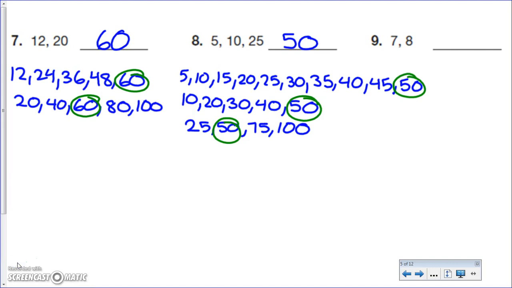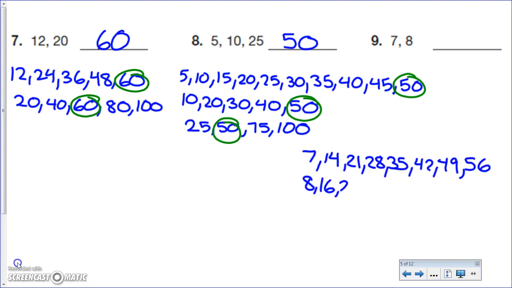For number 9, we have 7 and 8. So again, we're going to write out the list of multiples and find the first number that shows up on both lists. Since 56 is the first number to show up on both lists, we're going to circle that and write it down as our least common multiple.